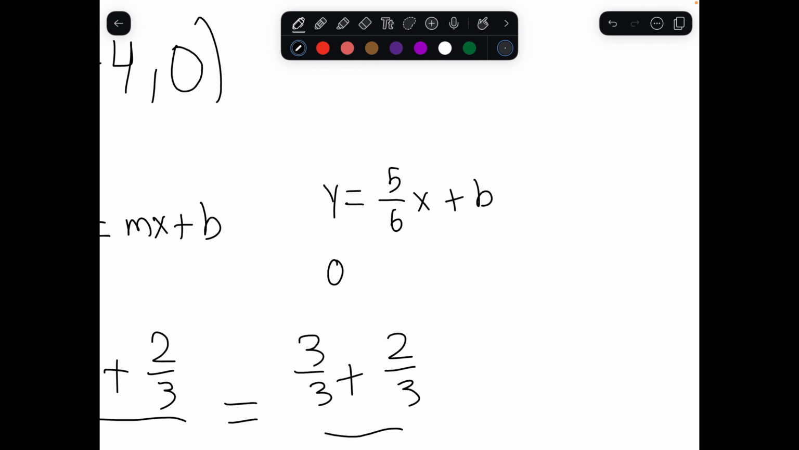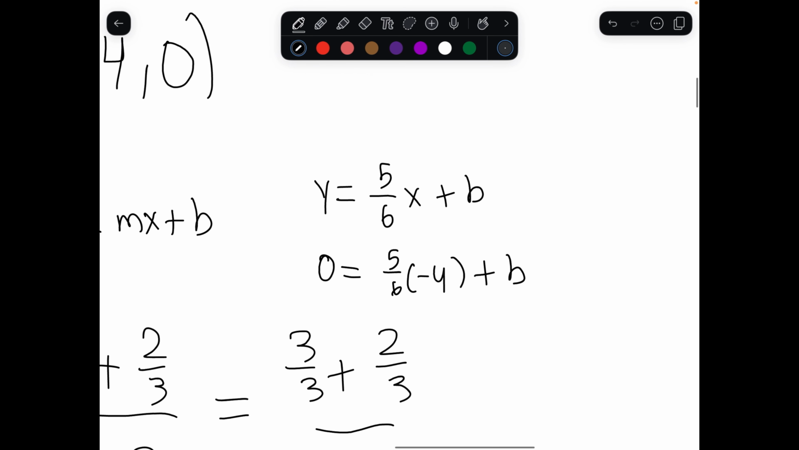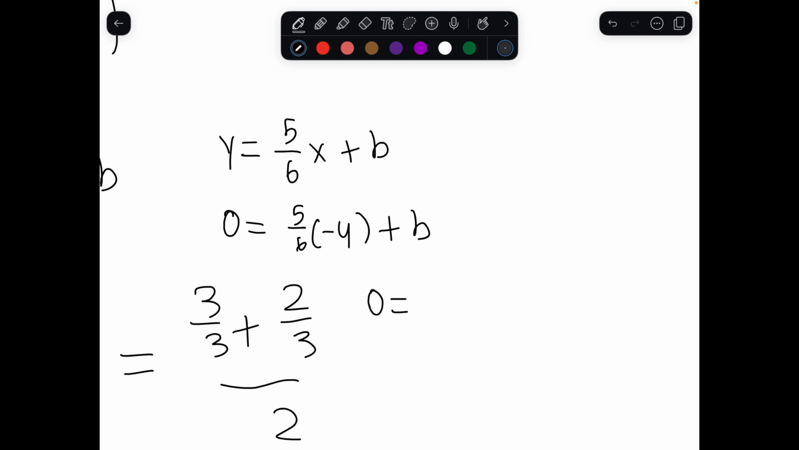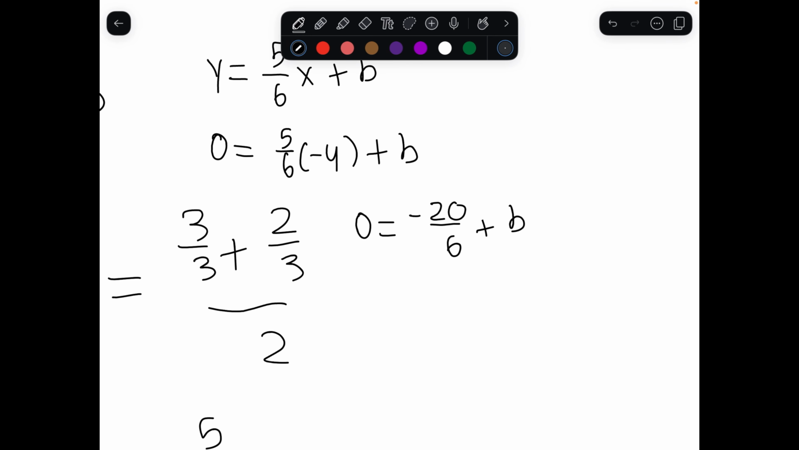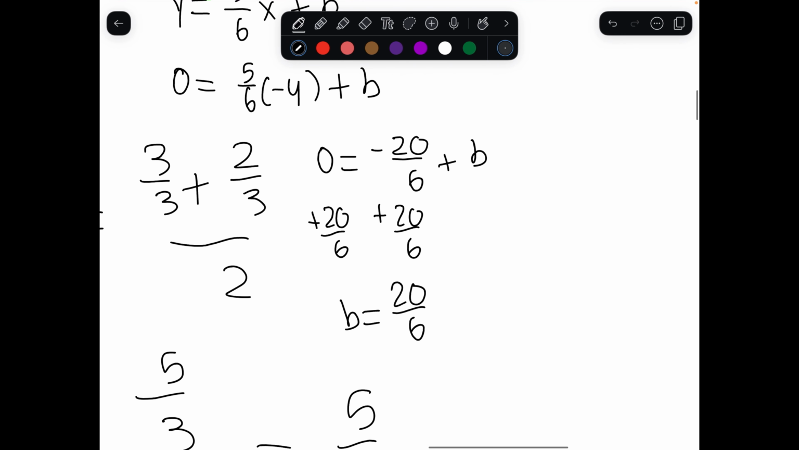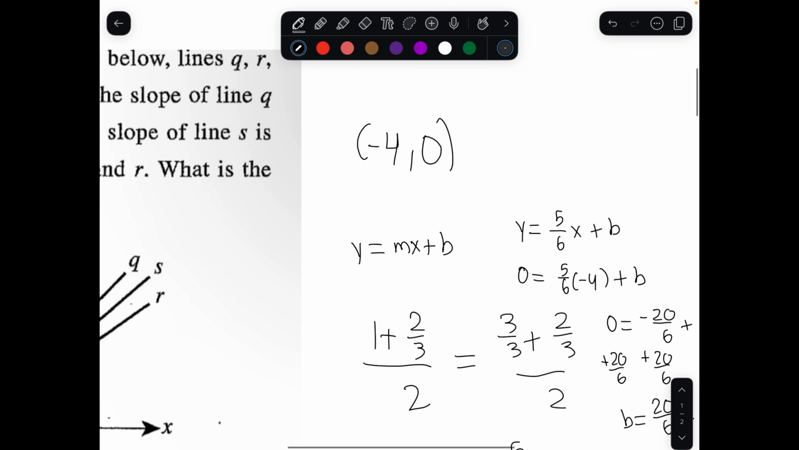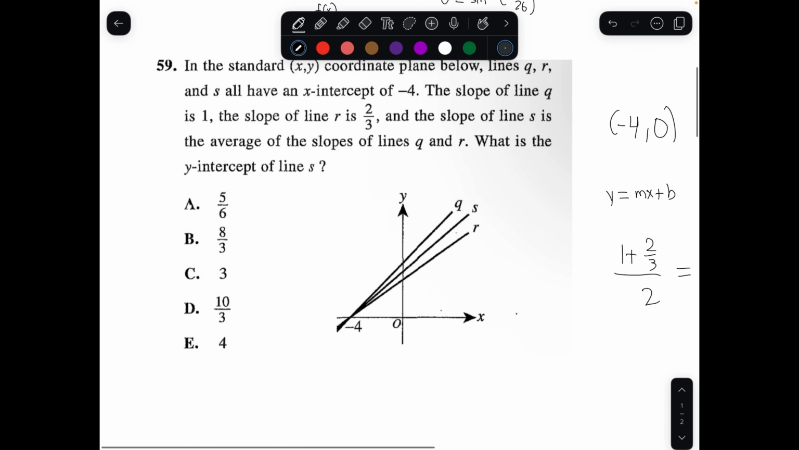So y equals 0, right? 5/6 times -4 plus b. So 0 equals -20/6 plus b. So that means plus 20/6 on both sides. b equals 20/6, which is also equal to 10/3. The y-intercept of line S is D.